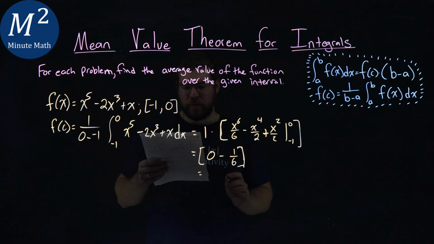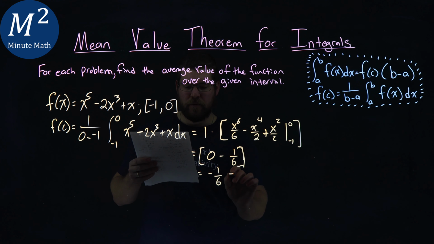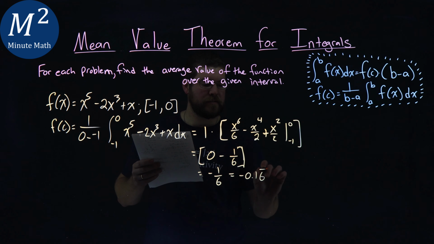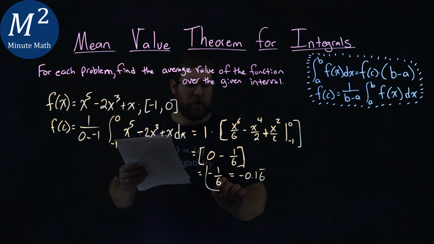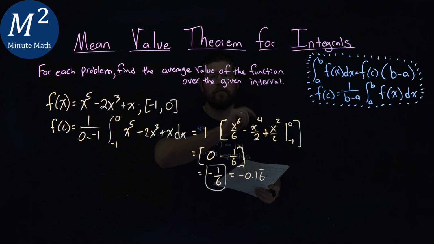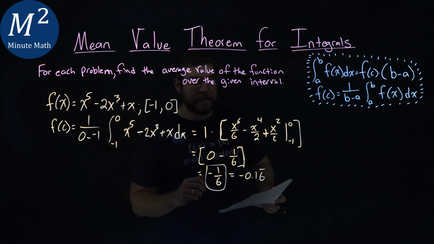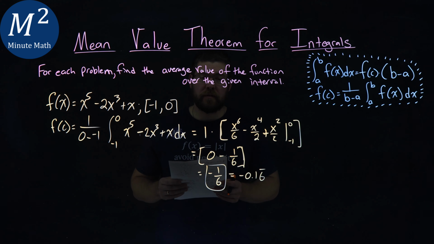So 0 minus 1/6 is -1/6, which is equal to -0.16 repeating. So our final answer here for the average value of the function over the given interval is -1/6.